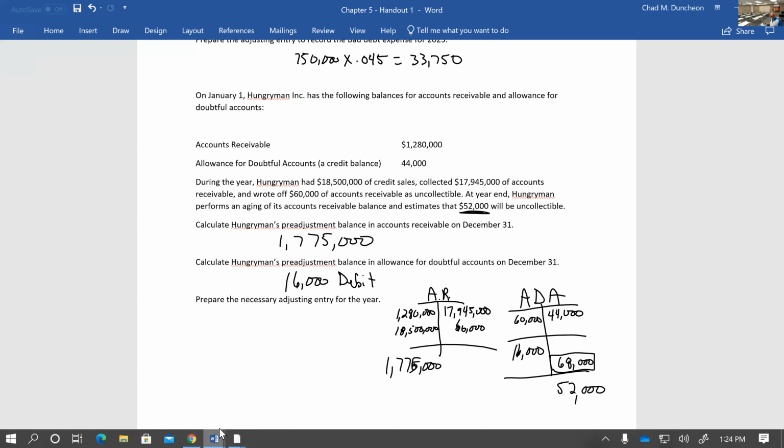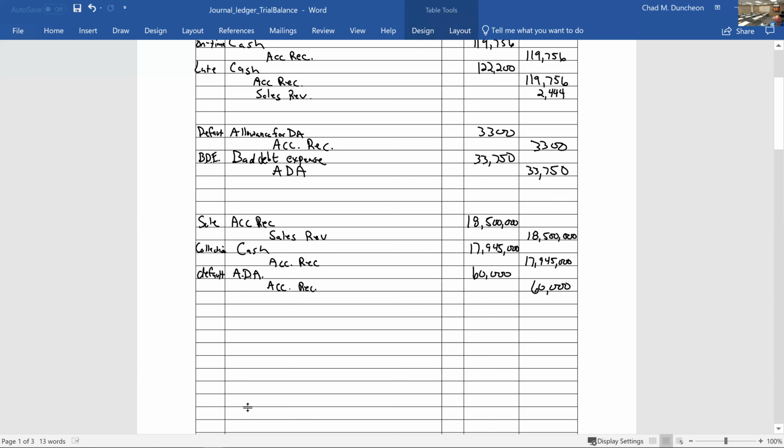So we go to our journal entry then. We put our bad debt expense along with our ADA for $68,000. And that's that extra step when we do the aging method as compared to the percentage of sales method. It's just calculating how we get a different bad debt expense. Two different ways.